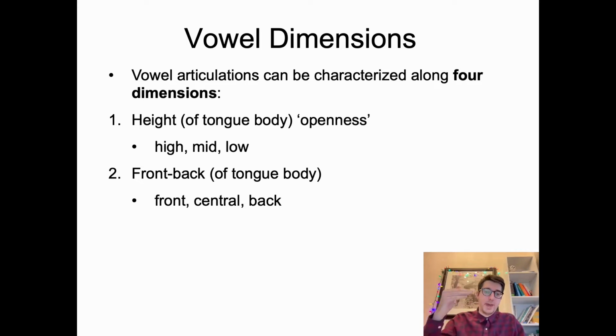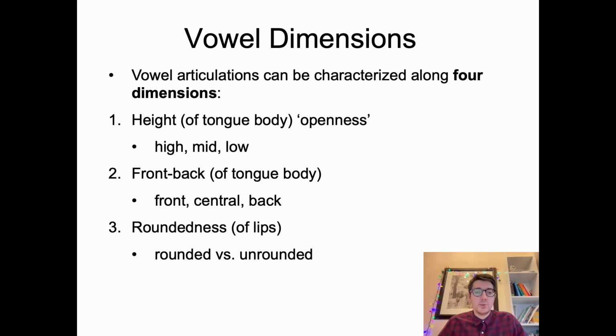We have front and back, whereby the tongue body is either front, central, or back. For E, it's front or fronter than it would be for ah. For E, it's fronter than it would be for oo, right? For oo, it would be back. For E as well, it's fronter than it would be for, let's say, o, right? And this dimension is concerned with the tongue body or where it is placed.